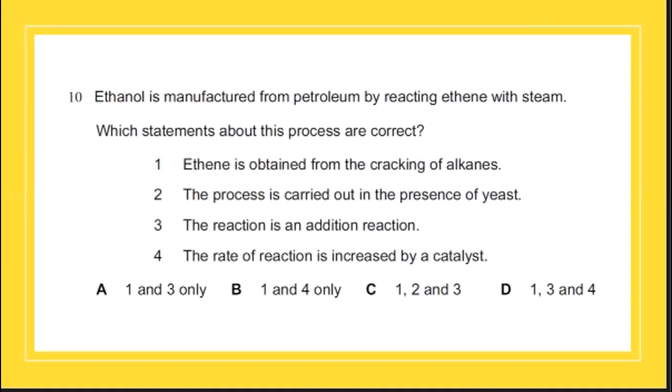All right, next question. Question 10. Ethanol is manufactured from petroleum by reacting ethene with steam. Which statements about this process are correct? So ethene is obtained from cracking of alkanes. That is correct. We take an alkane, allow it to undergo cracking, and it will help us to produce an alkene. That is correct. The process is carried out in the presence of yeast. No, that is not correct. The process is not carried out in the presence of yeast.